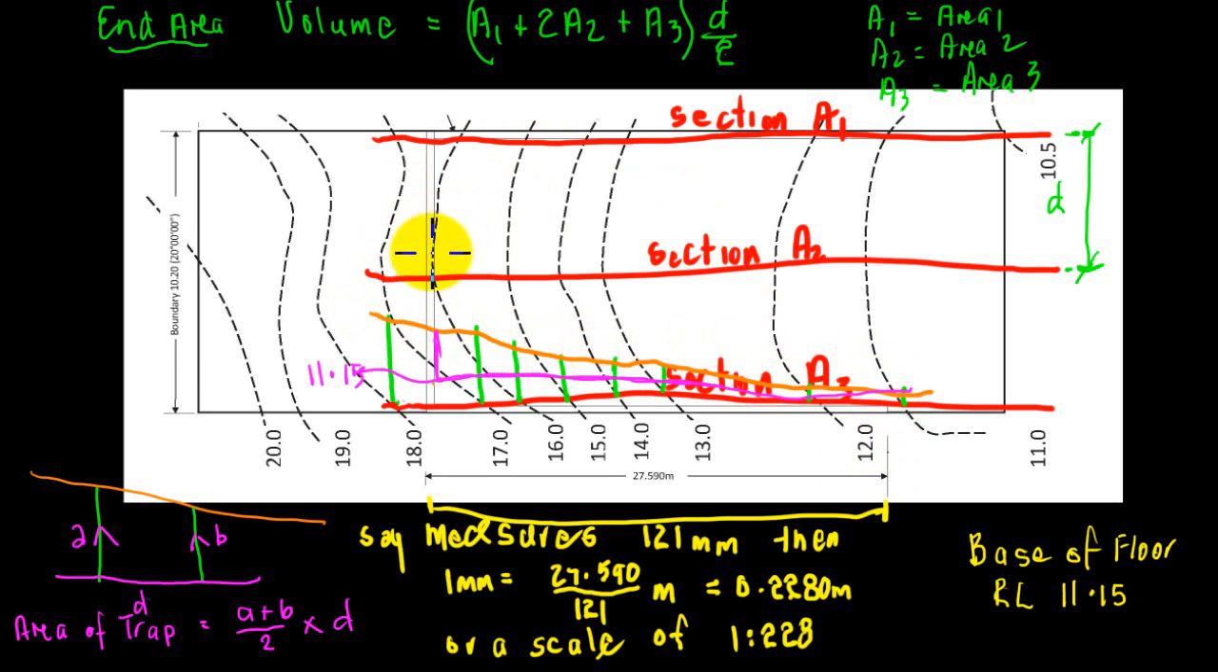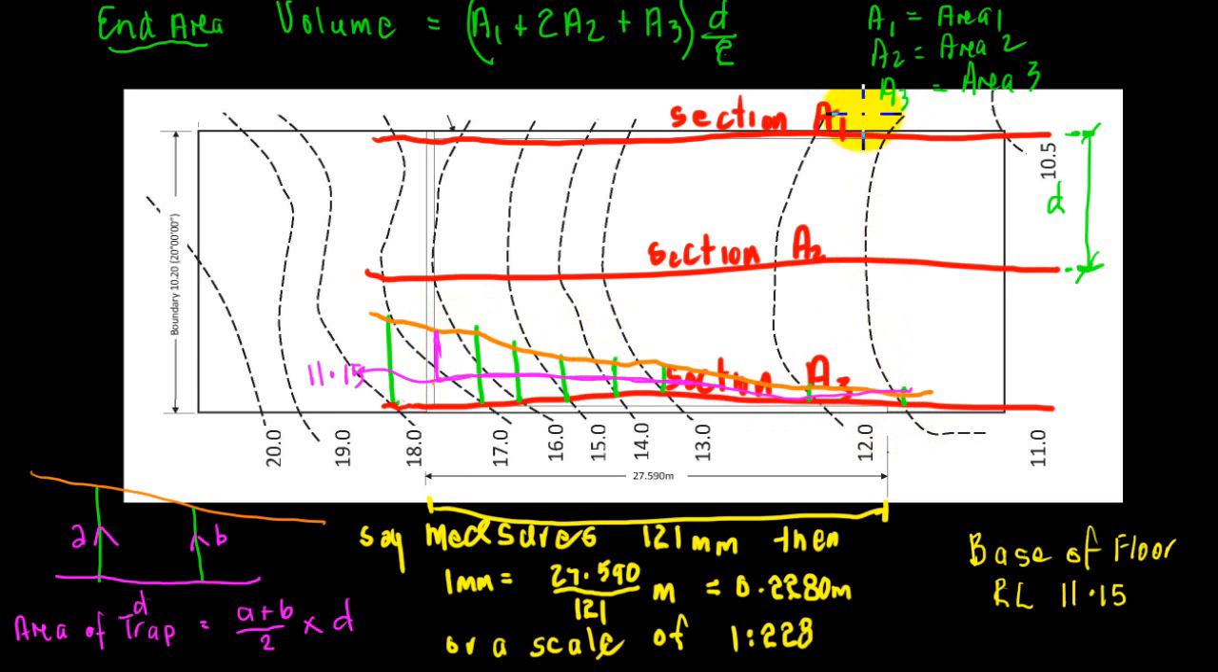Then once we've done that, we can draw in a horizontal line, which I've done here in the magenta. I've drawn a horizontal line at RL 11.15, which is the base of our floor pad. So that's the level that we're cutting it to, and then we'll put whatever thickness floor or blinding or sand or pavement we're going to use on to that. So we're cutting out to that RL 11.15 and up, and so that then gives us an area on the section, an area of material that we need to cut out.